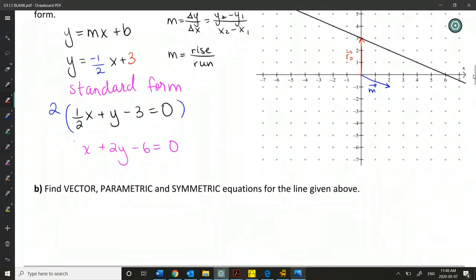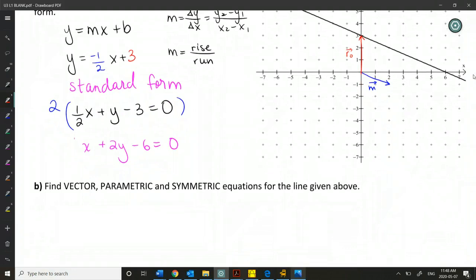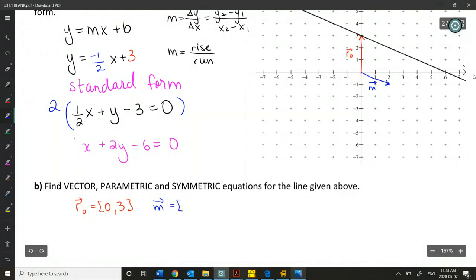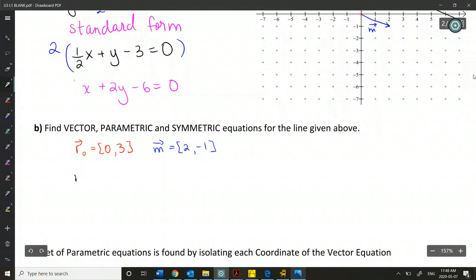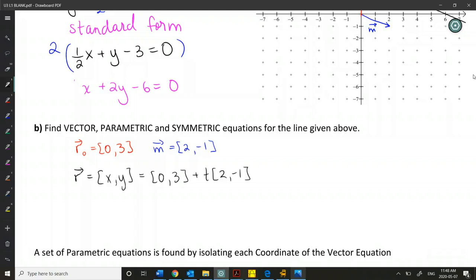So what are the coordinates of each of these vectors? Well, if they start at 0, 0 and go out to a point, that means that our r0 vector is going to simply be 0, 3. And our direction vector is going out to the point 2, -1. So when we set up our vector equation, you can use r as resultant, or sometimes we say xy. And then we're going to say the position vector plus any scalar multiple of our direction vector, which lets us generate all possible xy coordinates on the line.